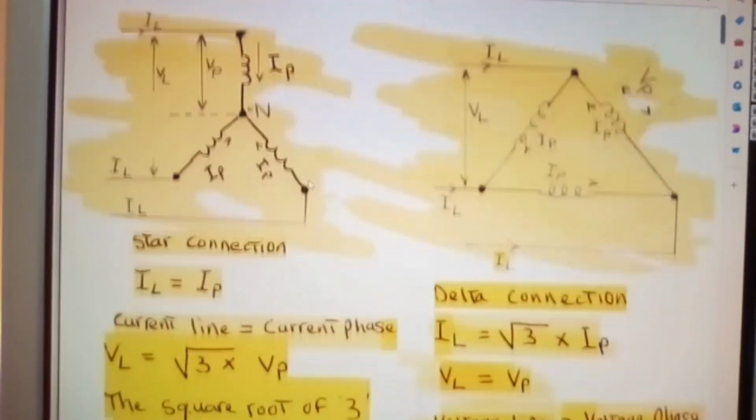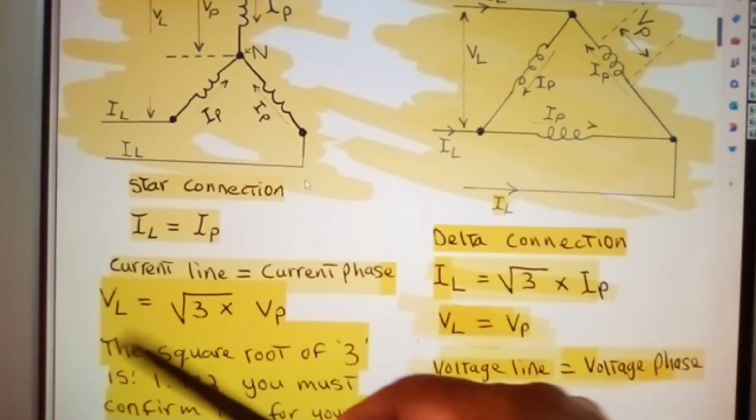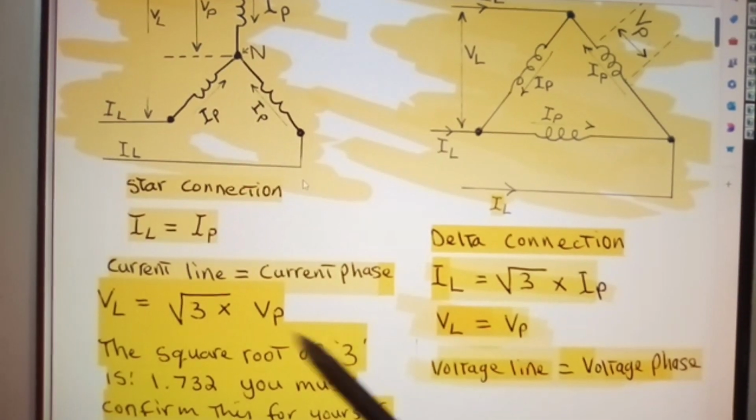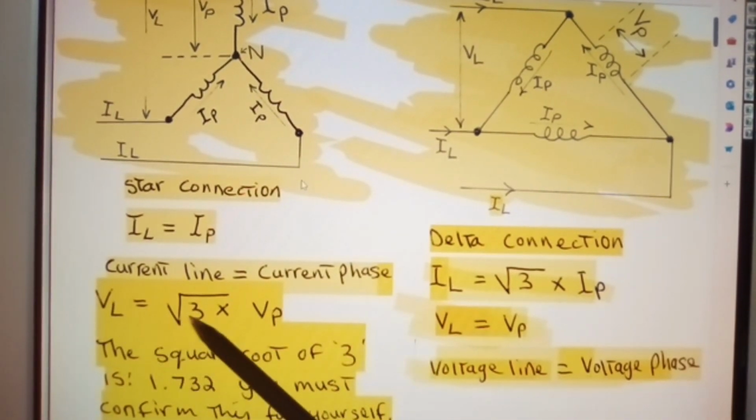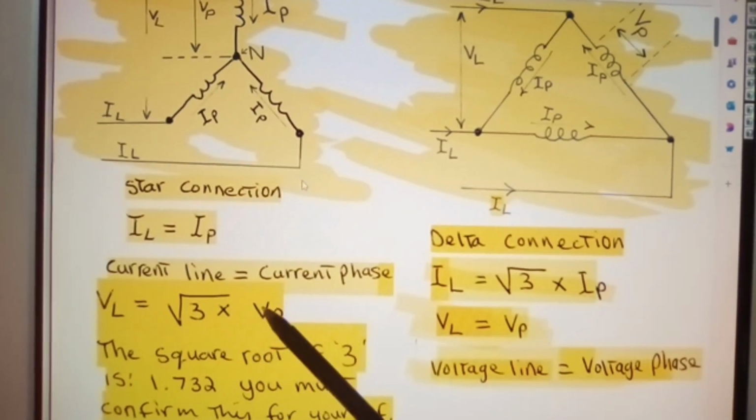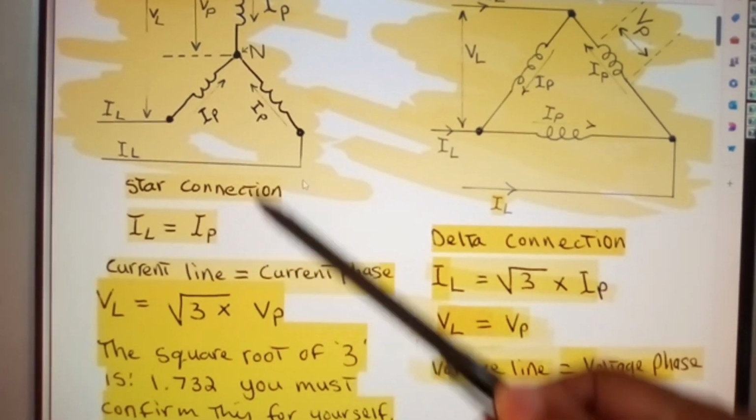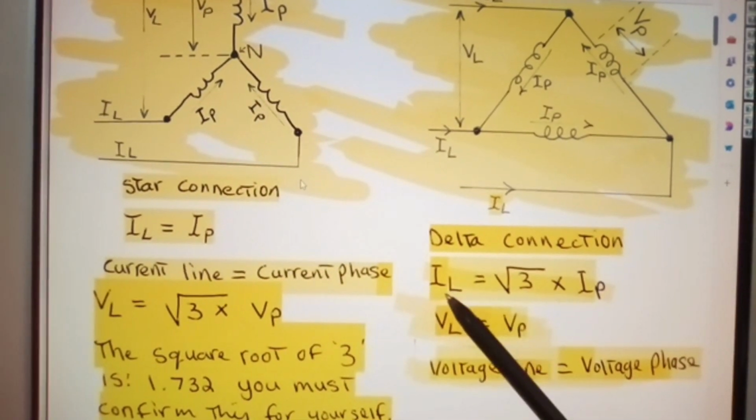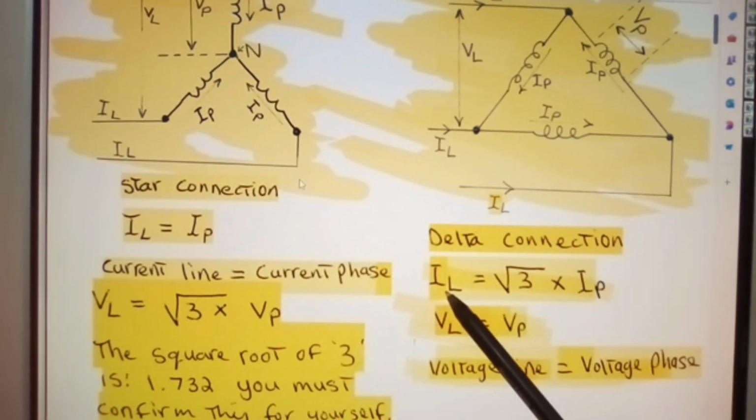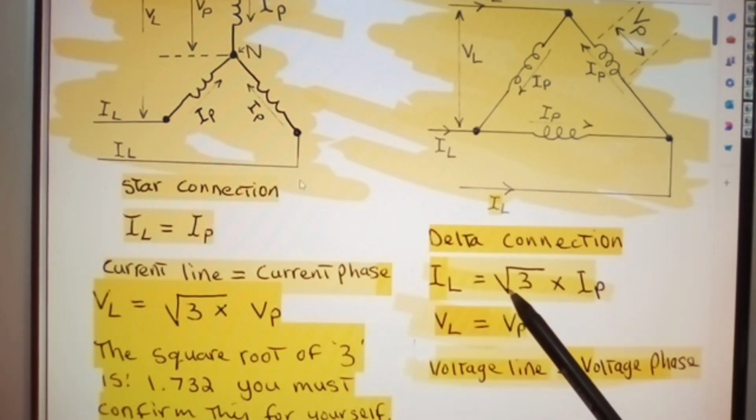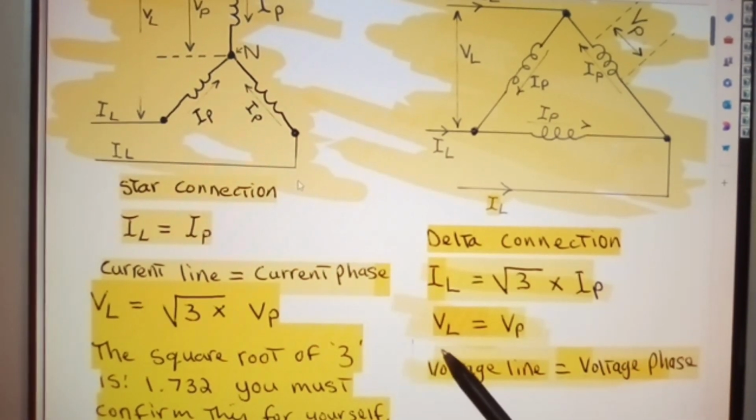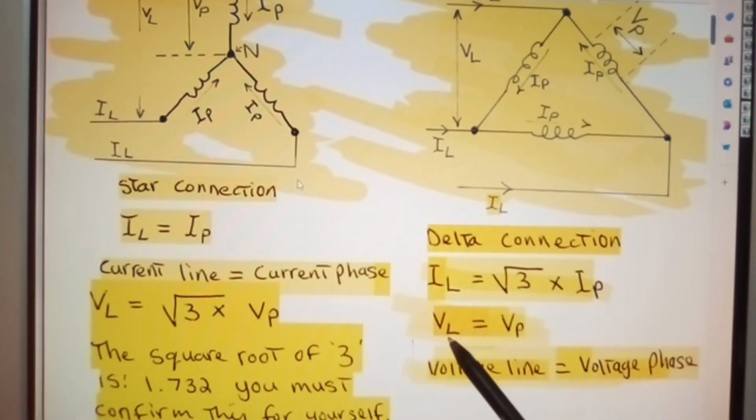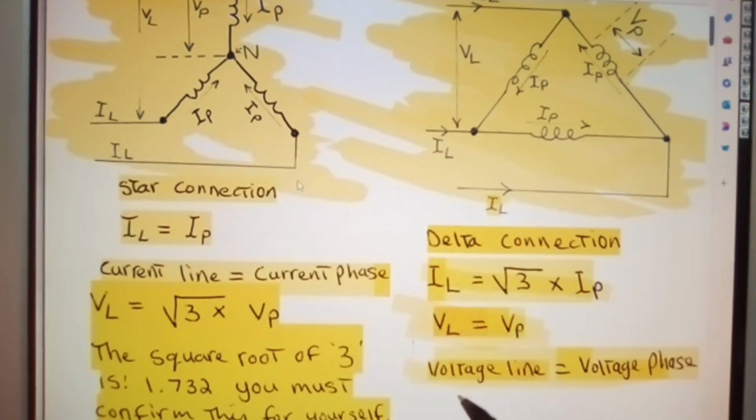Right. IL equals IP, so current line equals current phase. VL equals square root of 3 times voltage phase. And that is in star. Now, delta connection: IL, current line, equals square root of 3 times current phase. VL equals VP, voltage line equals voltage phase.